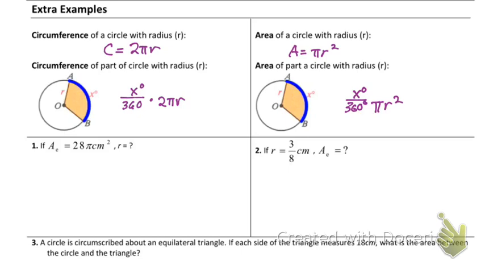So whenever you're doing problems that deal with these little sectors, just ask yourself, am I dealing with length? If you're dealing with length, it's going to be circumference. Or am I dealing with area? If you're dealing with area, it's going to be the area formula, pi r squared. And then for each of these, it's just how many degrees your arc is divided by 360. So both of these are almost the exact same formula. You just have to decide, am I looking for area or am I looking for length?